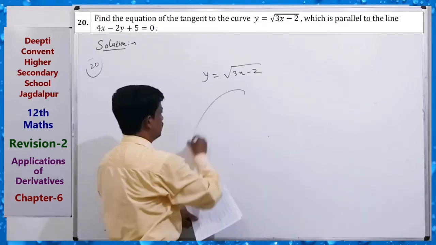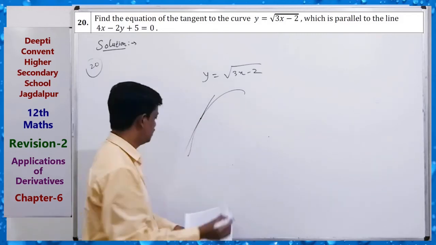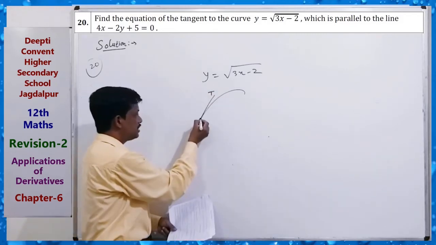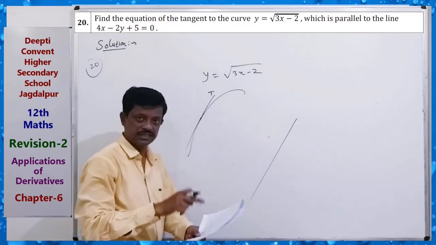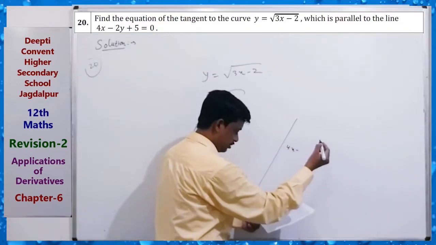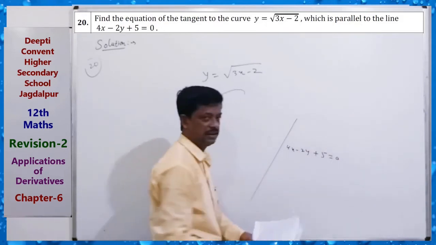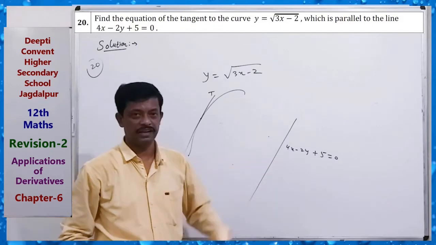Suppose this is the curve, and at this point we have to find the equation of the tangent. This tangent is parallel to a line. The line is 4x minus 2y plus 5 equals 0. This is given. The tangent is parallel to this line.